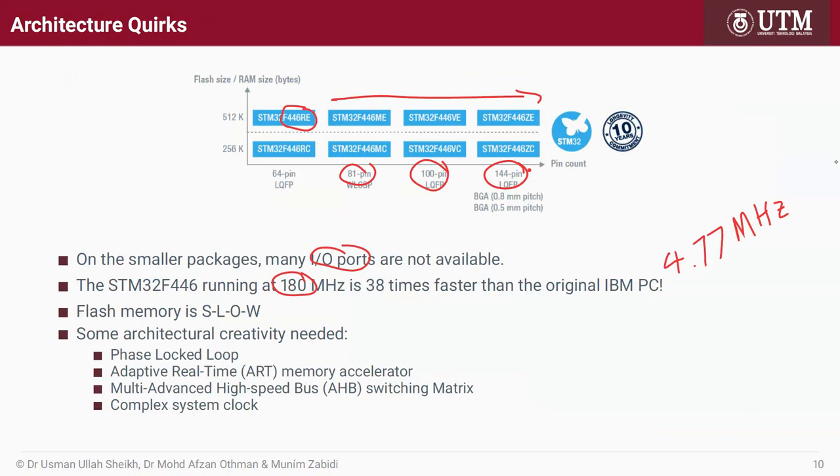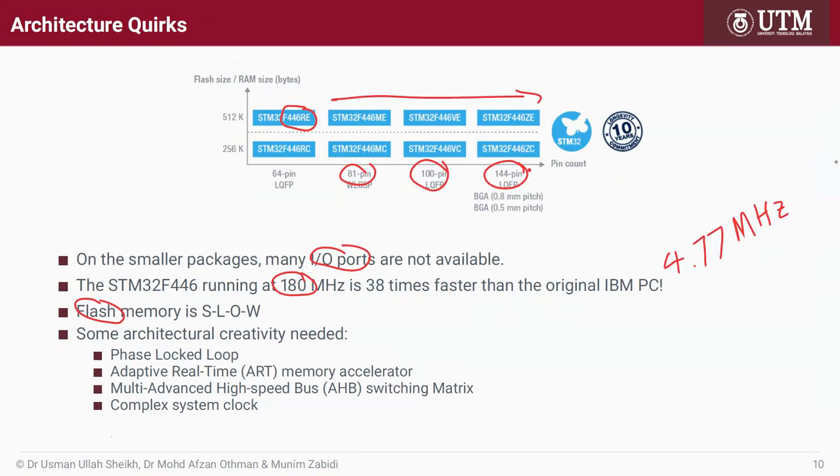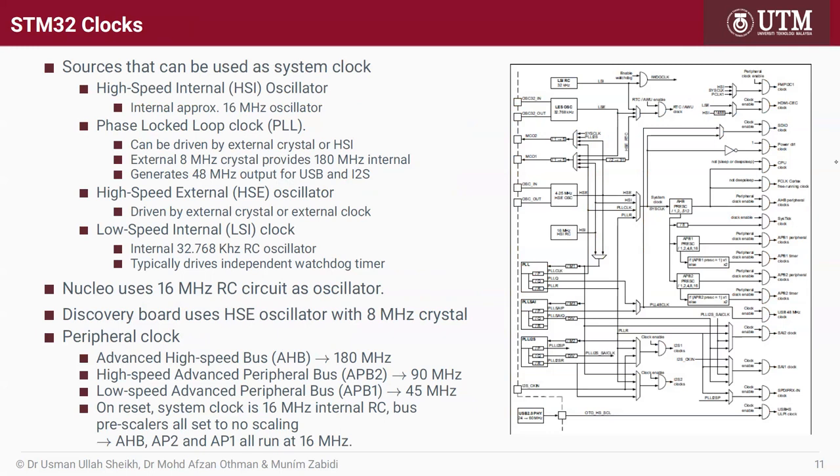And then, for most microcontrollers, the main memory is flash memory. That's the most cost effective now, but it's very slow. Because of the difference in speed between the processor and the memory, ST Micro did some fancy tricks, but they don't use cache because cache is expensive. Among the things that they add are the phase lock loop, the memory accelerator, the switching matrix, and the complex system clock. Very complex, huh?